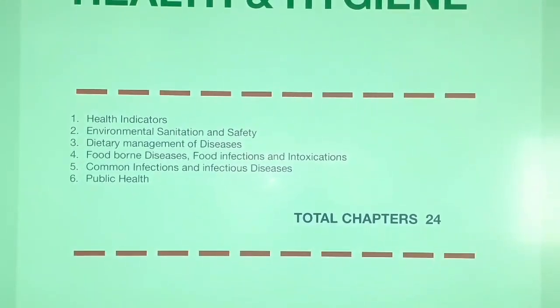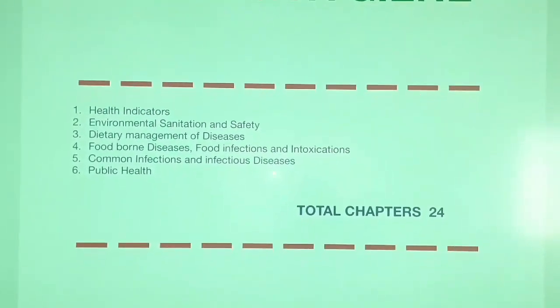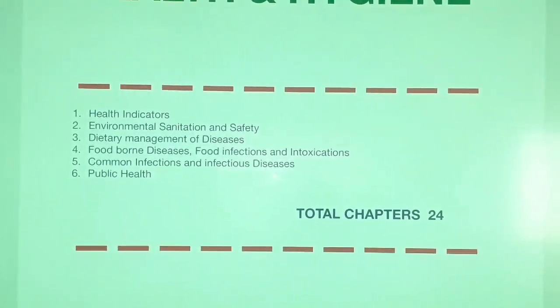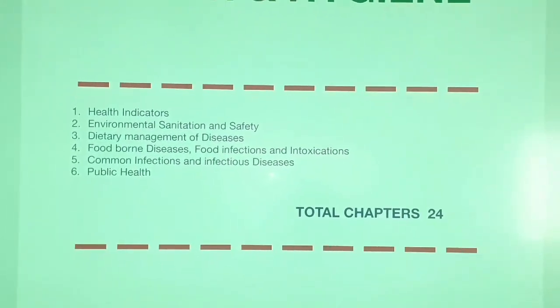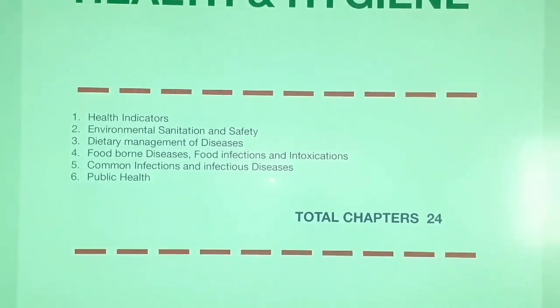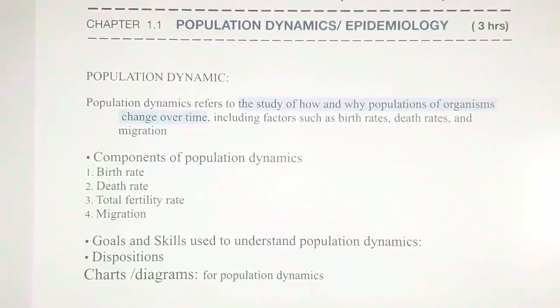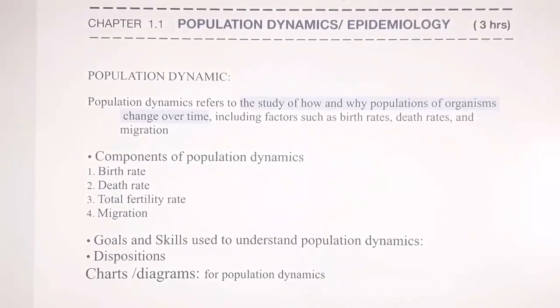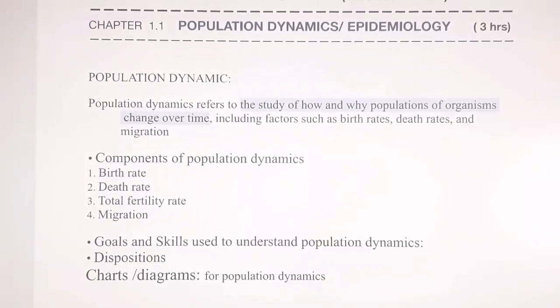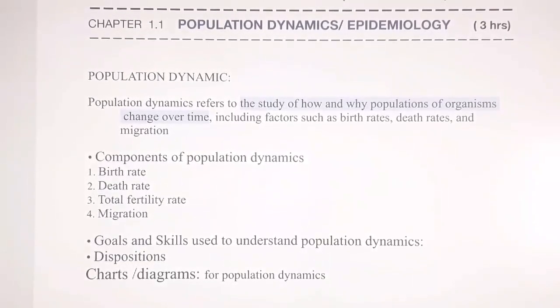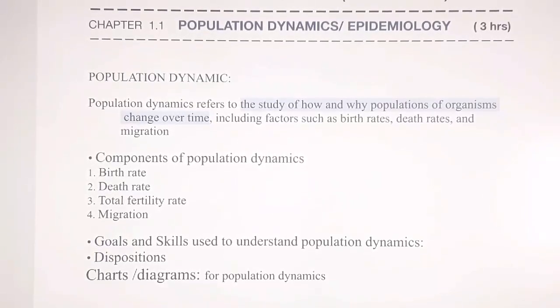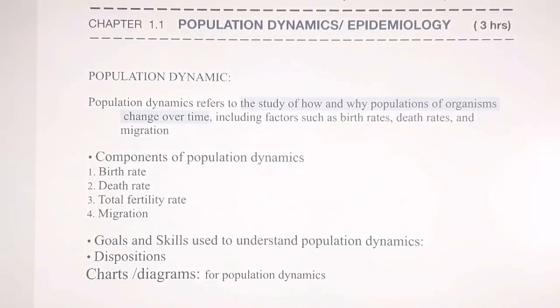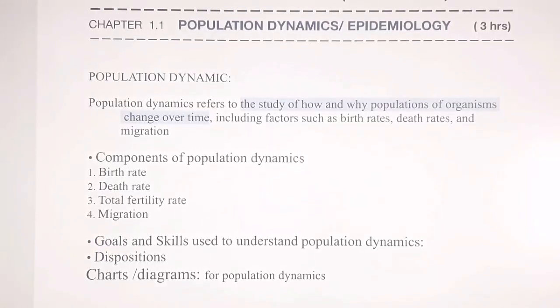What are the factors that affect the health of the population? To know this, we need to know what population dynamics is. Population dynamics refers to the study of how and why the population of organisms changes over time, including factors such as birth rate, death rate and migration. Components of population dynamics are: birth rate, death rate, total fertility rate and migration.